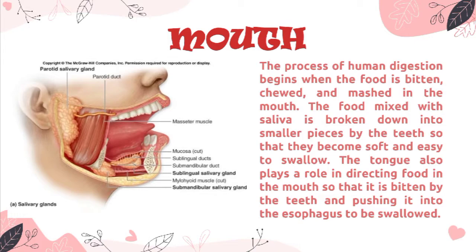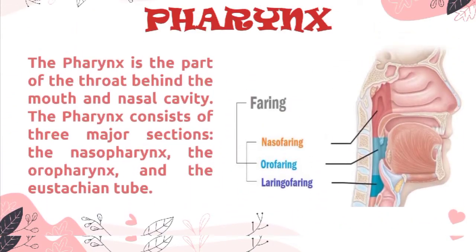The food mixed with saliva is broken down into small pieces by the teeth, so that it becomes soft and easy to swallow. The tongue also plays a role in directing the food that is in the mouth, so that it is bitten by the teeth and pushed up the esophagus to be swallowed.